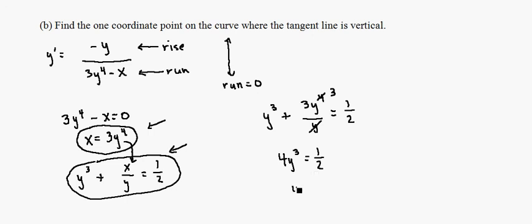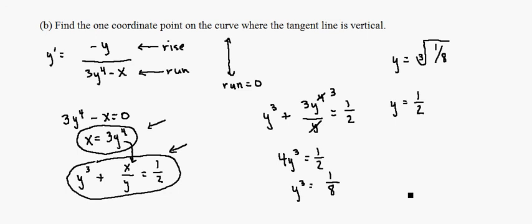I can now solve for y pretty easily by dividing both sides by 4. It may help some of our listeners to instead think about multiplying by 1/4. But now I can take the cube root of both sides. Remember, the cube root, unlike the square root, doesn't introduce a plus or minus. And the cube root of 1/8, upon reflection, will be 1/2. There's the y-coordinate of my vertical tangent line.